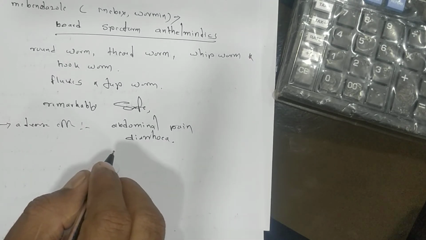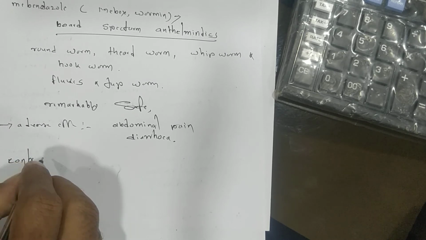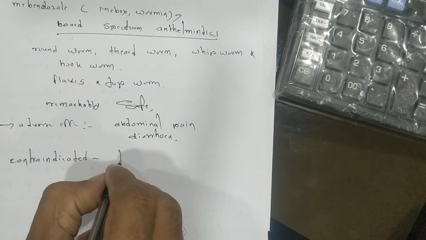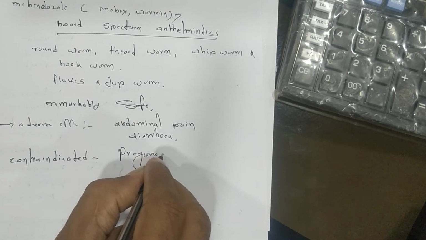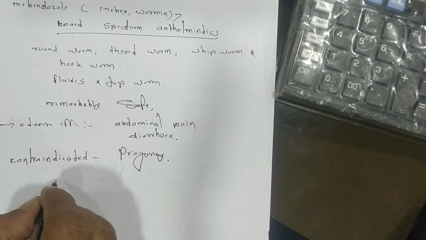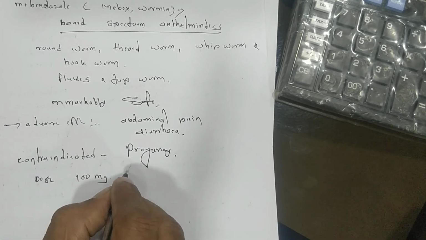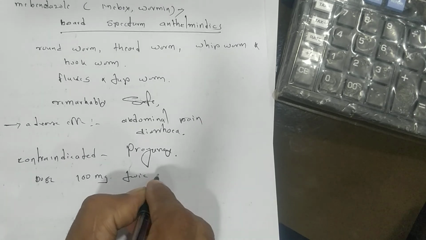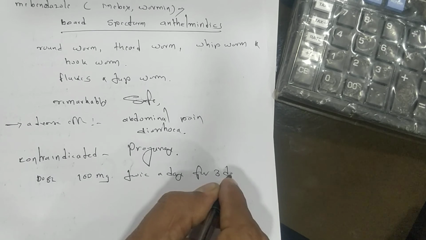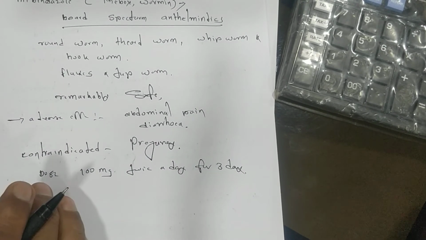It is contraindicated in pregnancy. Don't use it in such a condition. In pregnancy it is not given. Dose: 100 mg twice a day for 3 days. Sometimes you can use 500 mg. Tablet and oral suspension are available.